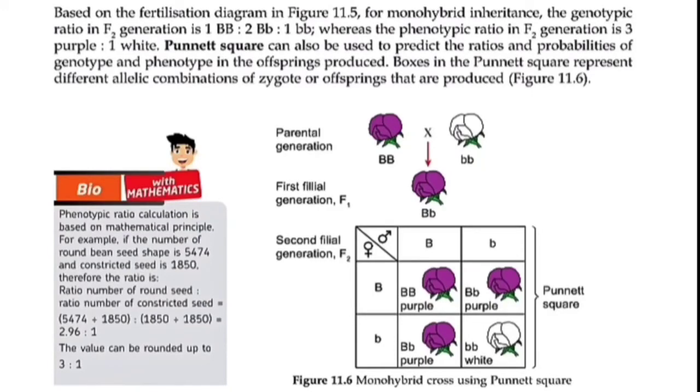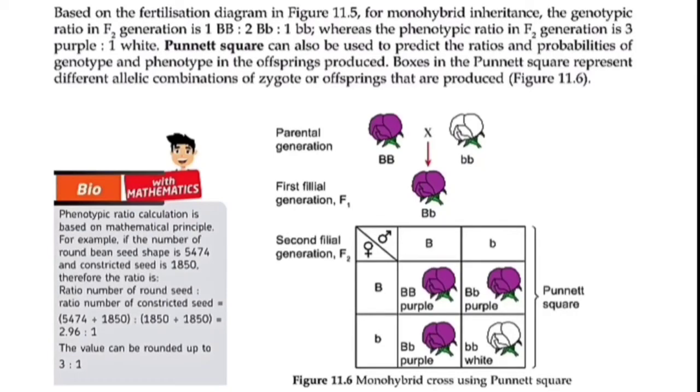Okay, figure 11.6 Monohybrid Cross using Punnett square. Okay, parental generation. Di sini ada purebred purple flower and purebred white flower. These two flowers mate together, producing the first filial generation, which is a purple flower but with the genotype of big B and small b, which is the mix of both flowers.